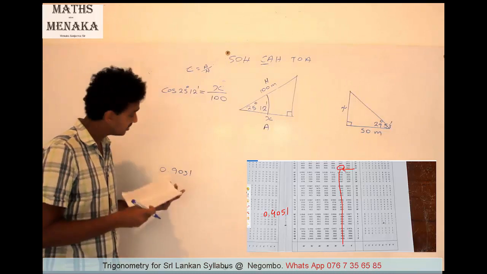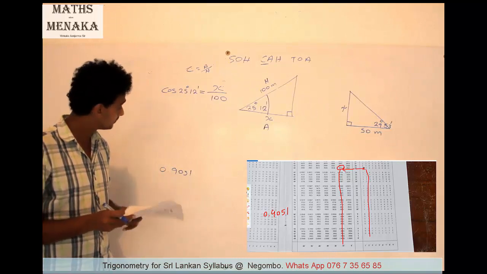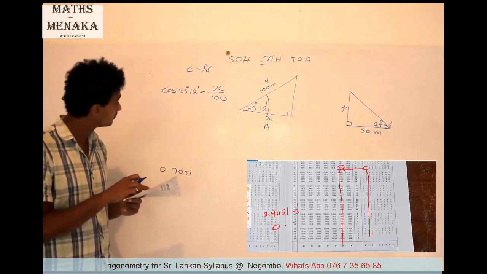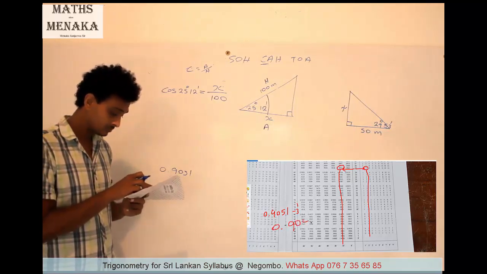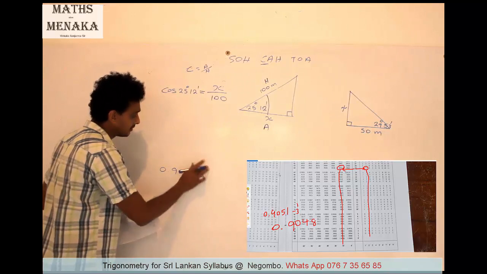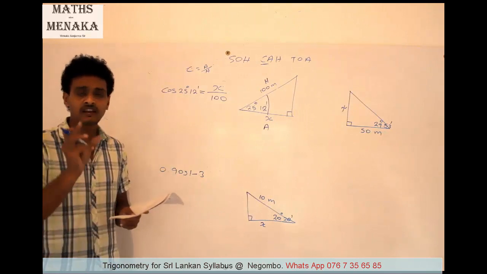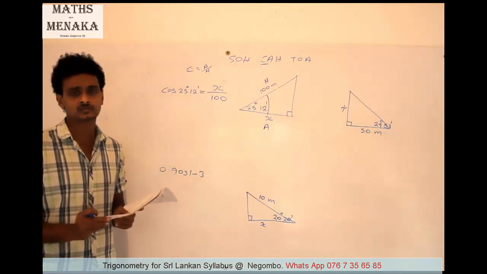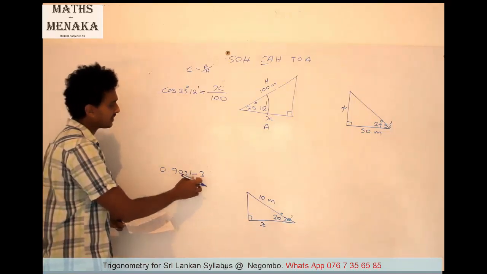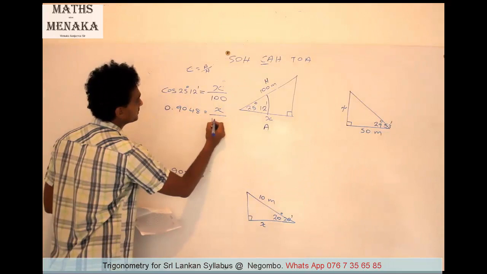0.9051. Then the mean difference. What's the mean difference? You have to get 2, which is 3. Remember, in the cos, always you have to subtract the mean difference. From 0.9051, when you subtract 3, you will get 0.9048, equal to x over 100.